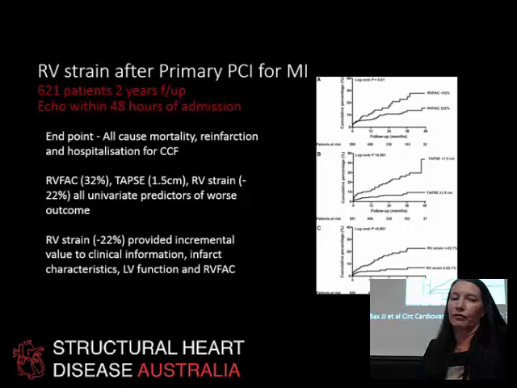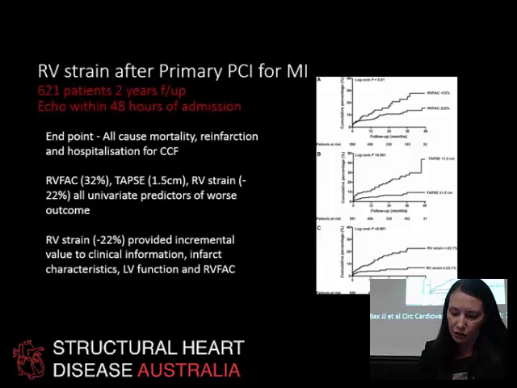What about following myocardial infarction? This is a group of patients from our Italian colleagues, 621 patients at 2 years of follow-up, and the echo within 48 hours of admission. Now, it didn't matter where the infarct was, or what the severity of the LV function was, but what they found is that RV strain provided incremental independent value to clinical information, infarct characteristics, LV function, and fractional area change when looking at mortality over a 2-year follow-up.